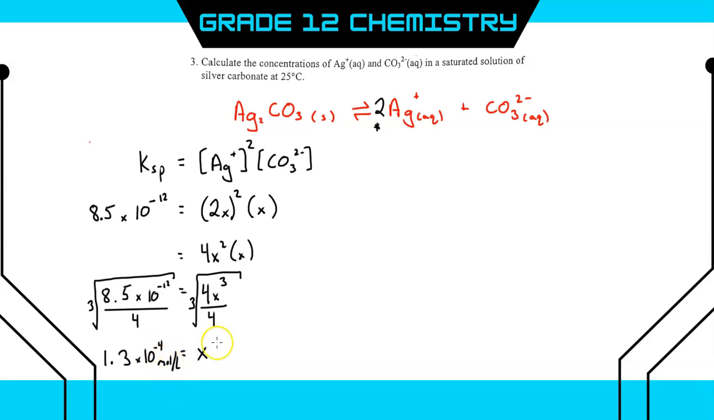So what the question said, calculate the concentrations of these ions in a saturated solution. Well, the concentration for silver is 2x, that's our equilibrium concentration. If we were thinking about our ICE chart, it's 2x. So it's 2 times this, so that would be 2.6 times 10 to the minus 4 moles per liter. And for carbonate, that's just 1 times x, or just x. So that's 1.3 times 10 to the minus 4 moles per liter.